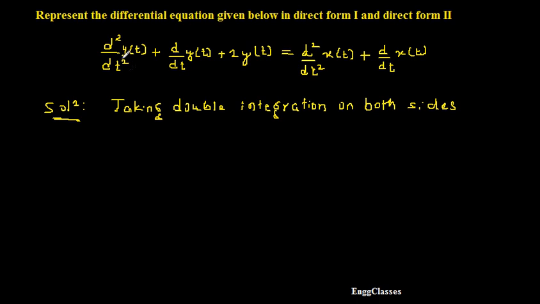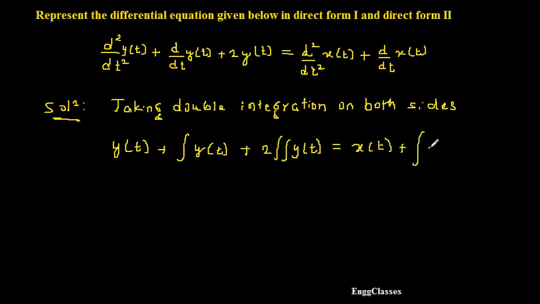So double integration and d square by dt square would cancel, and I will get y of t plus here I'm going to get one integration y of t. Dt will be there, but I'll not represent it. Plus 2 times I'm going to get double integration y of t, correct, which is equal to double integration and double differentiation will cancel, and I'm going to get only x of t plus integration of x of t. I said dt will be there, but I will not represent it because I'm not going to integrate it, and I just have to write the sketch direct form 1 and direct form 2.